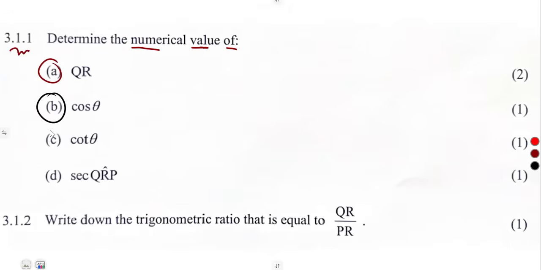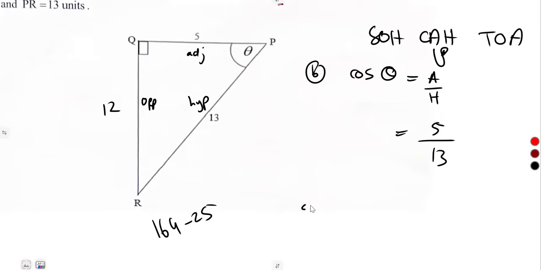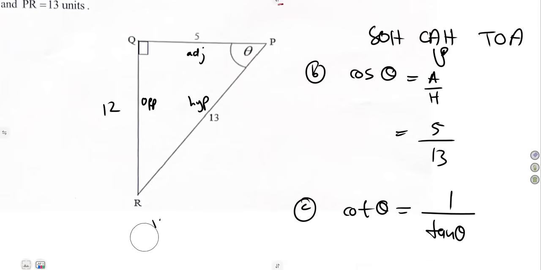Then moving on, C, the cot of theta. Remember, cot is taken as the reciprocal of tan theta. So you can find the tan of theta on its own if you want. The tan of theta is opposite over adjacent, which is opposite is 12 over adjacent, which is 5.